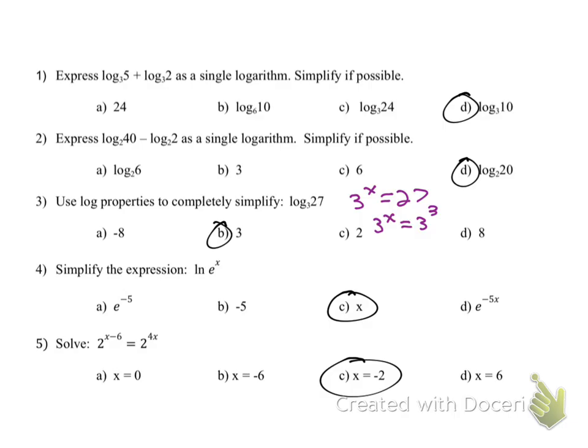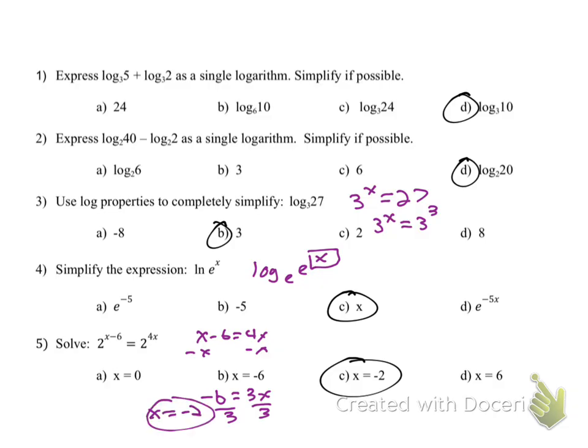4, natural log is the same thing as log base e of e to the x. When the base and what it's multiplied is the same, the exponent's the answer. Number 5, we just have to set that up as x minus 6 equals 4x. Subtract x, negative 6 equals 3x. Divide by 3, x equals negative 2 there.